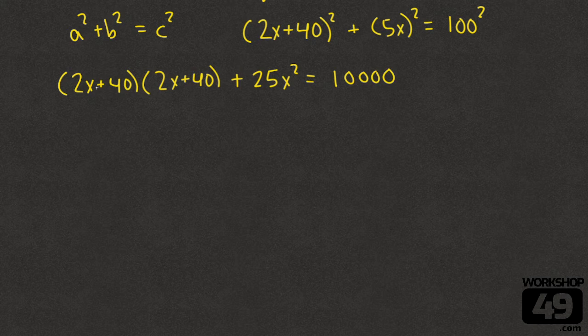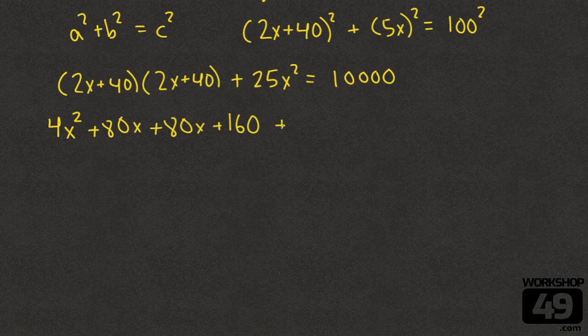In order to solve this, 2x plus 40 squared, we're going to have to expand this out. We're going to have to FOIL this: first, outer, inner, last. 2x times 2x is 4x squared. The 2x times 40 is 80x. The 40 times the 2x is 80x. The 40 times the 40 is 1600. We still have our plus 25x squared.